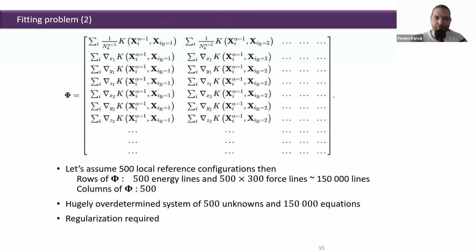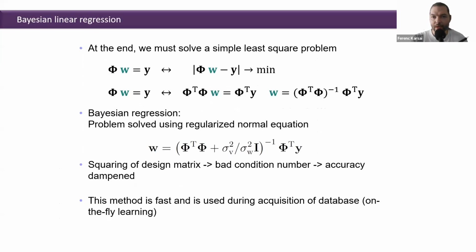So if we assume 500 local configurations and take the previously approximated 150,000 lines for the energies, forces, and stresses, we end up with a hugely overdetermined system of 500 unknowns and 150,000 equations for them. So this suggests that we need some kind of regularization. And with that, we come to the employed methods in VASP.